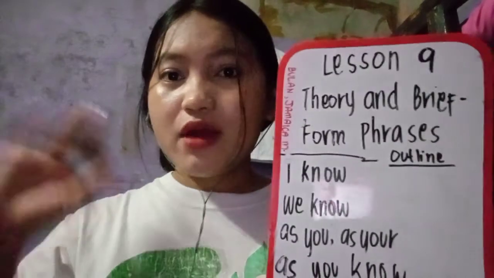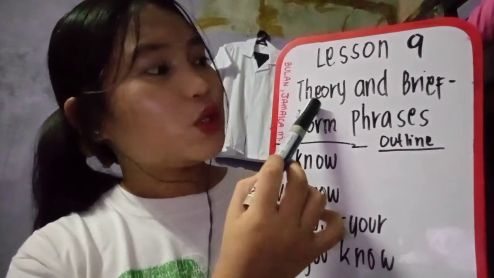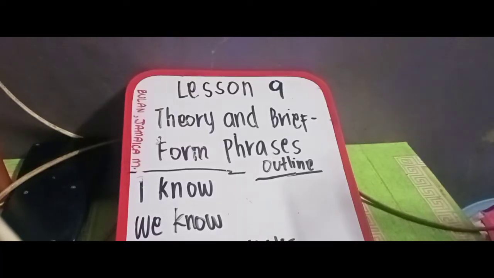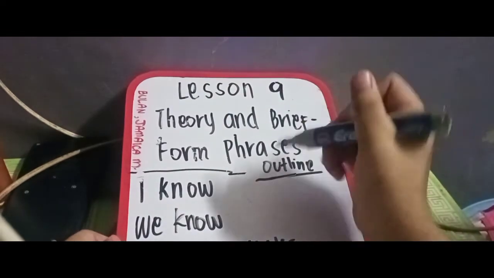Hello everyone. Today we will discuss lesson 9. First is theory and brief form phrases. We have a set of theory and brief form phrases. First is "I know." This is how we are going to write it in an outline.